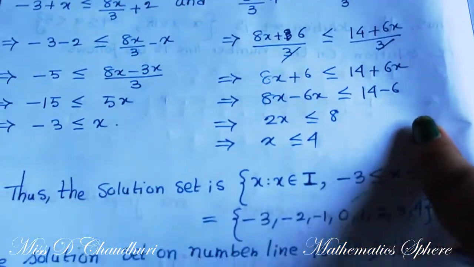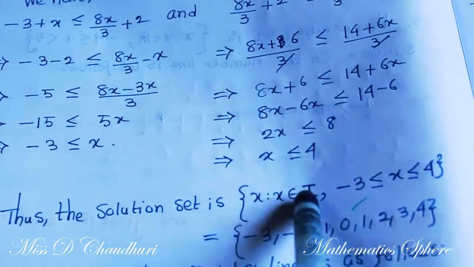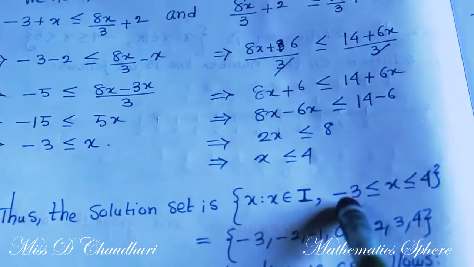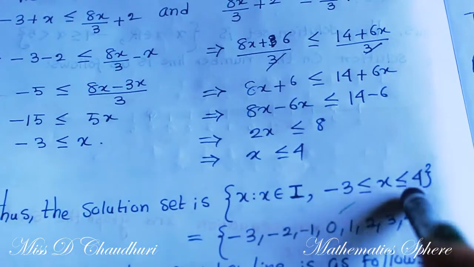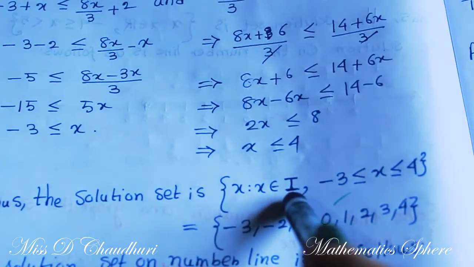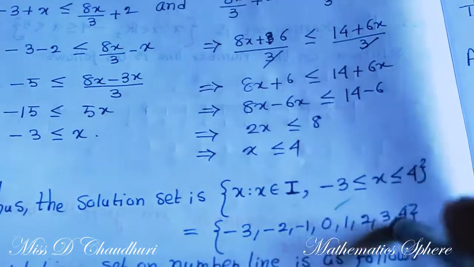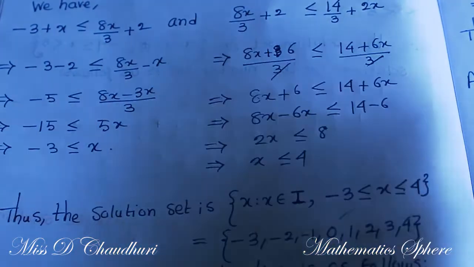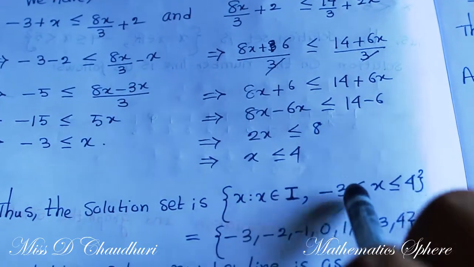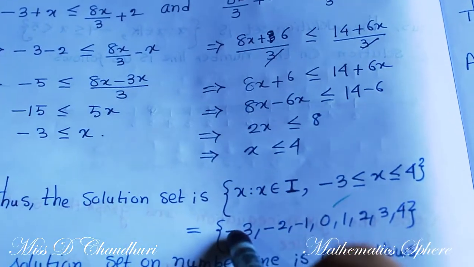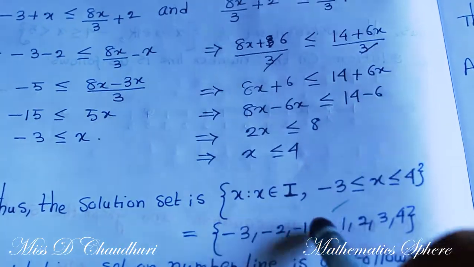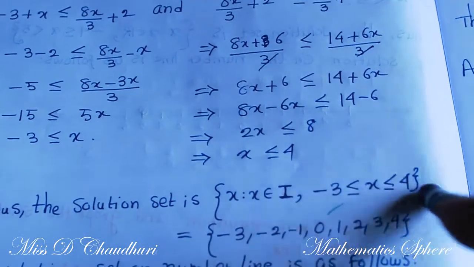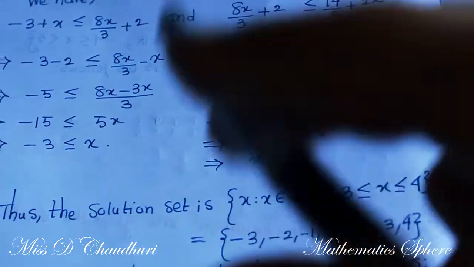So combining the two, we can write that the solution set is x such that x belongs to I, because it was already given in the question that x belongs to I, and it is in between -3 less than or equal to x less than or equal to 4. Now since this is integer, this was not enough, we will have to list down the elements. So x is integer, means we can take the negative, 0 and positive, all the numbers. So -3 is also there, so from -3 it will start: -3, -2, -1, 0, 1, 2, 3, up to 4 we can go, because x is less than or equal to 4. So this is the solution set for the given inequality.